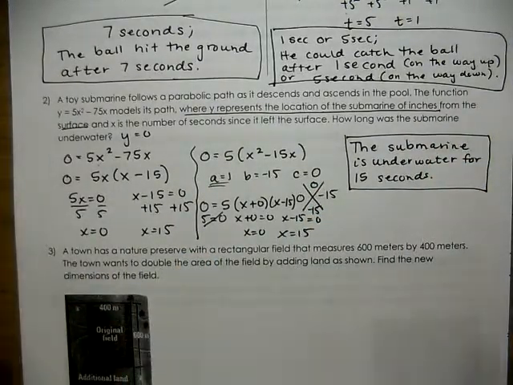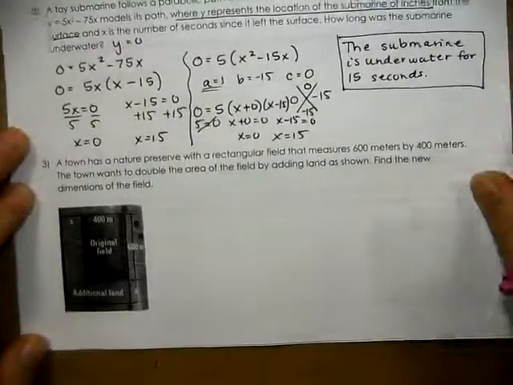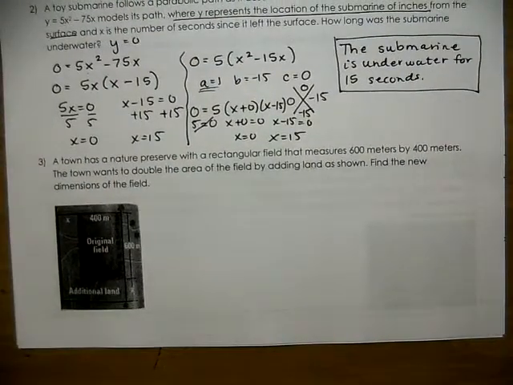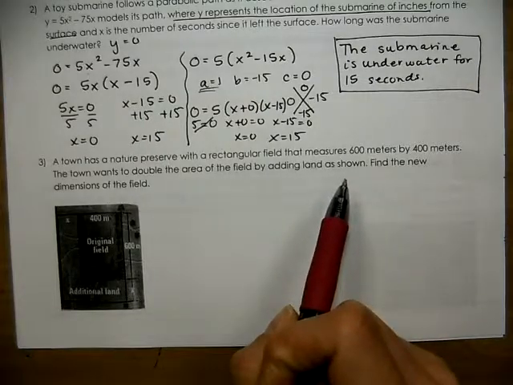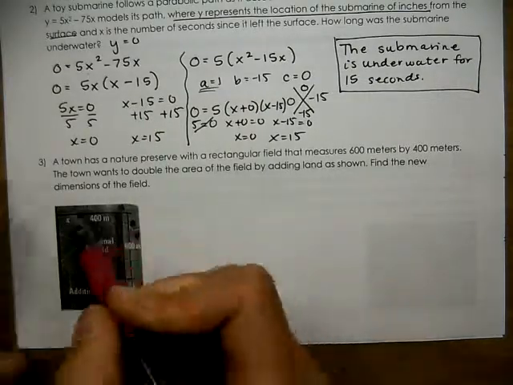All right, and then the last one I want to go over in the video is this bottom one. It is kind of a challenge problem, so bear with me. It says a town has a nature preserve with a rectangular field that measures 600 by 400 meters. So here's the original field.